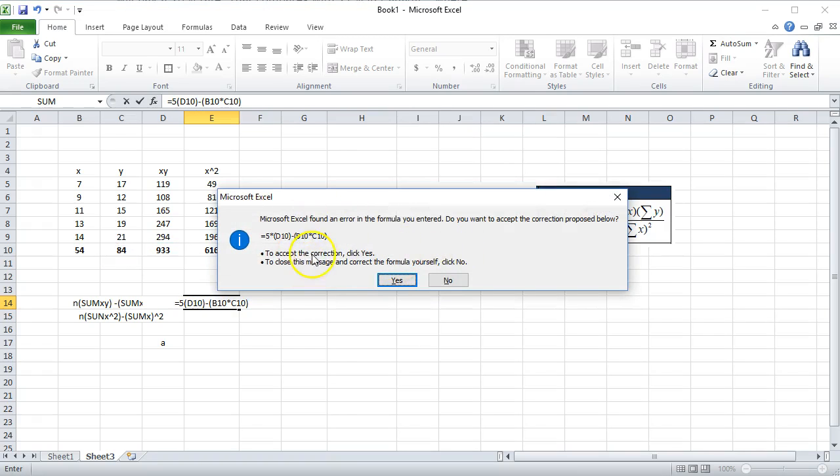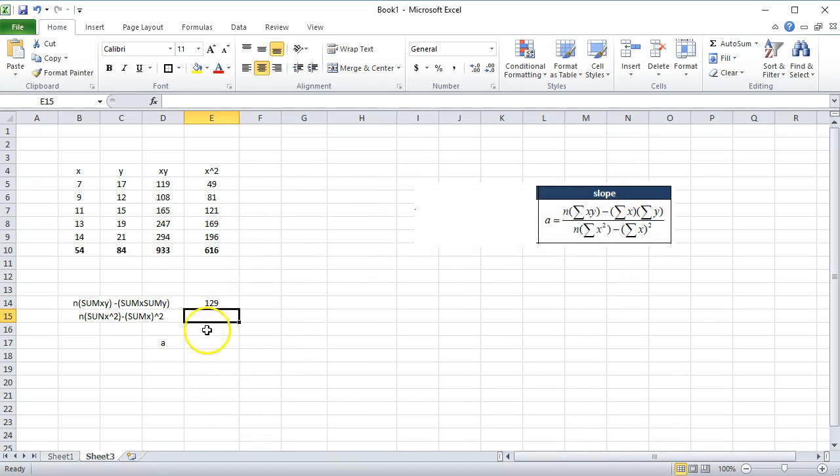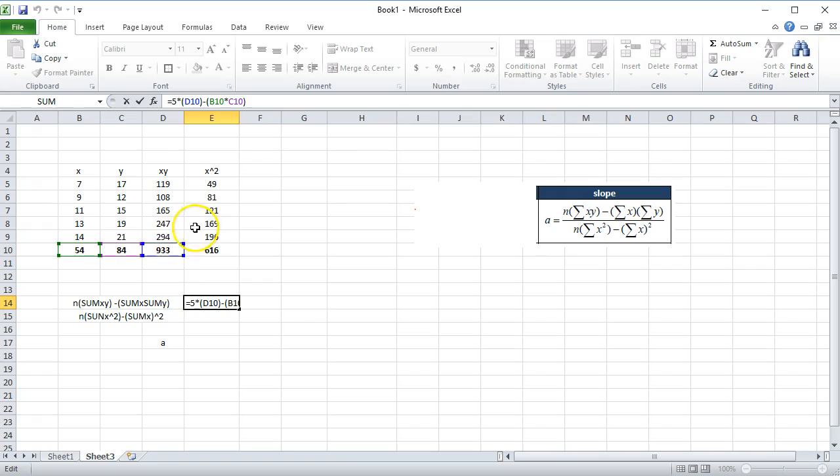Voila. So when this comes up, it means you did something wrong, so it's going to try to fix it for us. Let's just see, does that make sense? We went 5 times d10, which is this one here. Okay, that's right. Minus b10 times c10. Perfect. Okay, so that's our numerator.